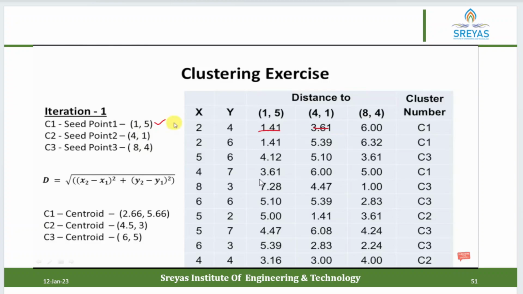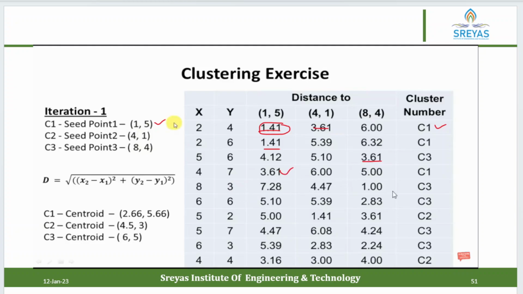After calculating the distance, check for which seed point your Euclidean distance is very less. If you observe here, for the C1 value the Euclidean distance is very less, so I have assigned it to cluster 1. In the same way, if you take (2, 6), again we have assigned it to cluster 1. If you take (5, 6), we have assigned it to cluster 3. And if you take (4, 7), we have assigned it to cluster 1.